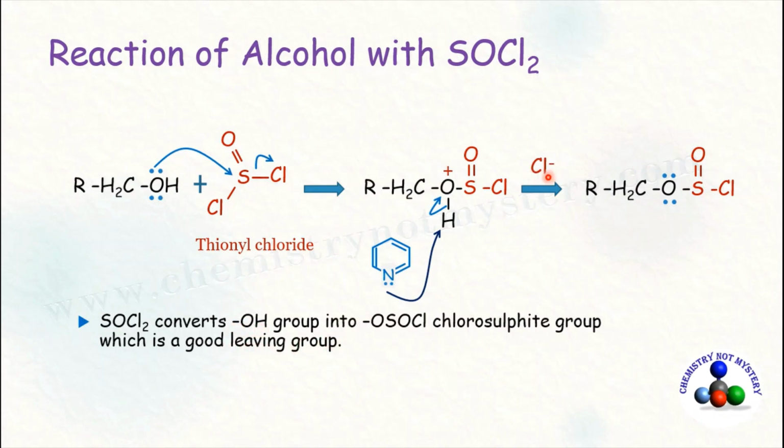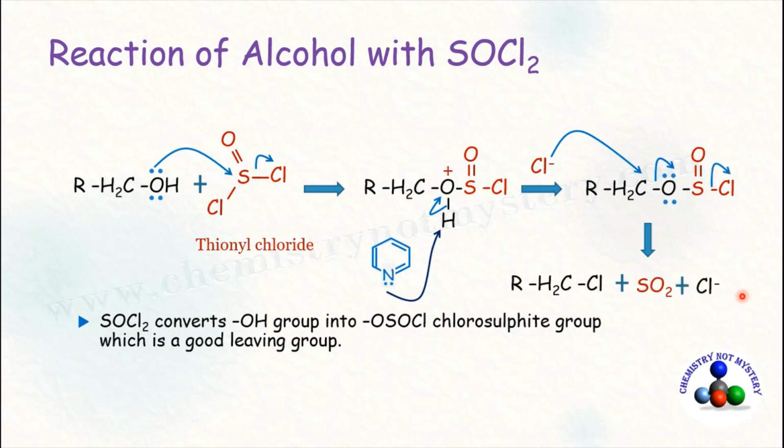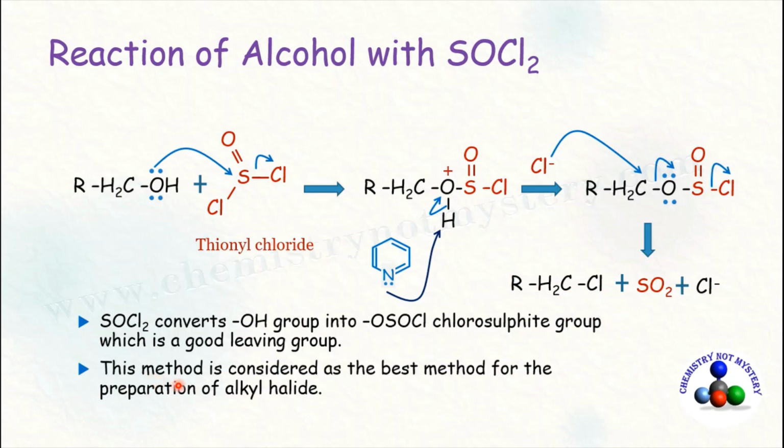When Cl negative, that is the nucleophile, attacks the alpha carbon, it expels this leaving group in the form of SO2 molecule and Cl negative ion, and itself gets attached to the alpha carbon. So that's how you will get alkyl chloride from alcohol. This method is considered the best method for the preparation of alkyl halide due to the gaseous nature of the byproduct. So there will be no need for the separation or purification of alkyl chloride.